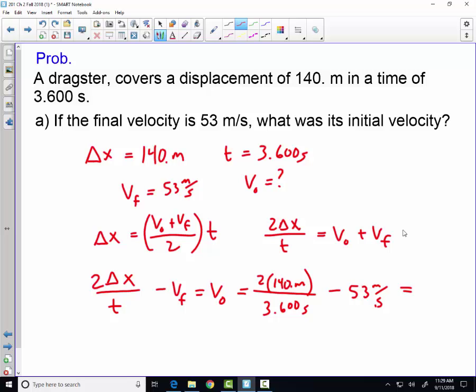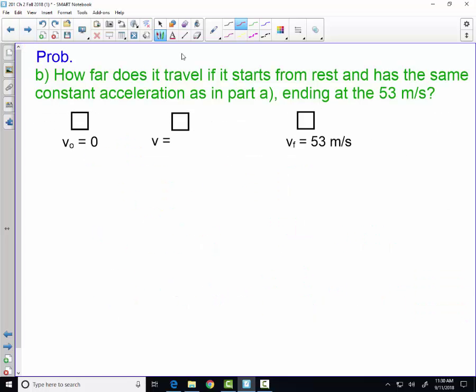So I get 24.77777, but rounding to two significant digits, 2 because of the 53 right there, I would round to 25 meters per second. Okay, so my initial velocity for this dragster for this information is 25 meters per second. But that's not my only question. Okay, so let's go on to part B.